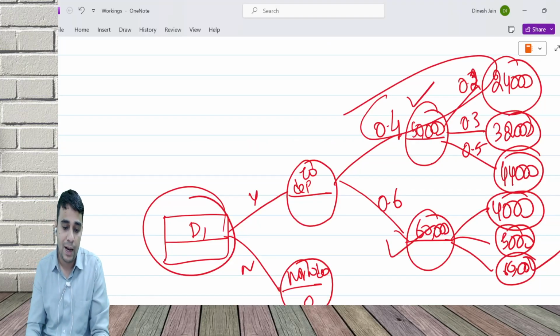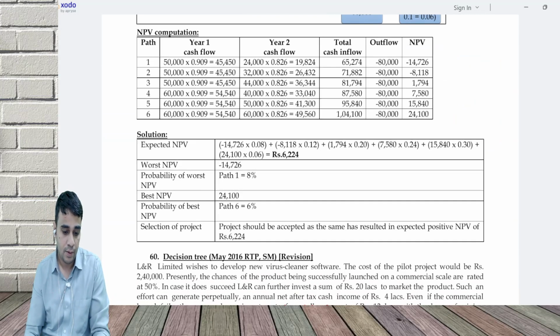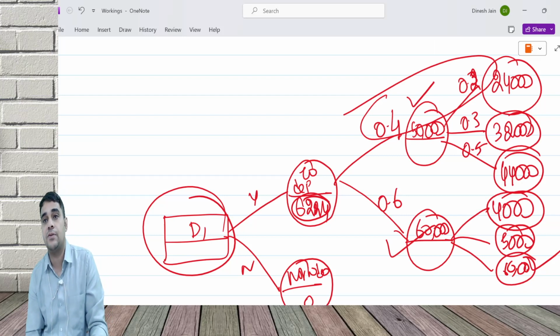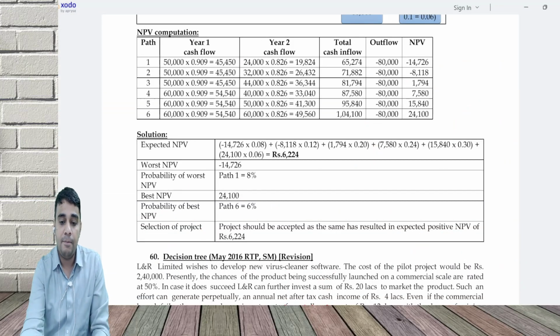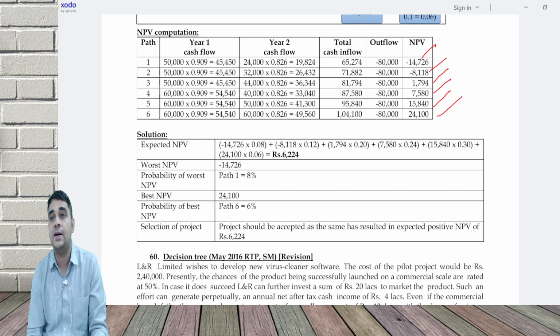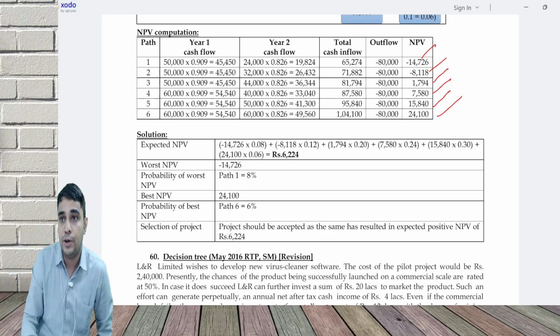In my solution, how it will happen is, this branch is 62.24. What is 62.24? It is the weighted average of 6 different NPVs which you will calculate. What are the NPVs you generate? Minus 14, minus 8, plus 17, plus 75, plus 15, plus 24. These are the different NPVs we are going to generate. I don't want to get into the NPV calculation.